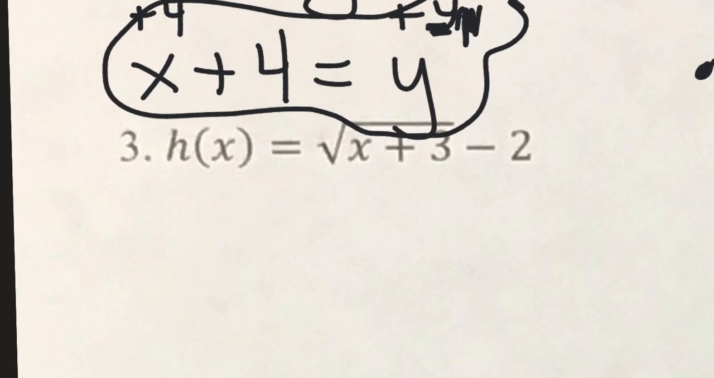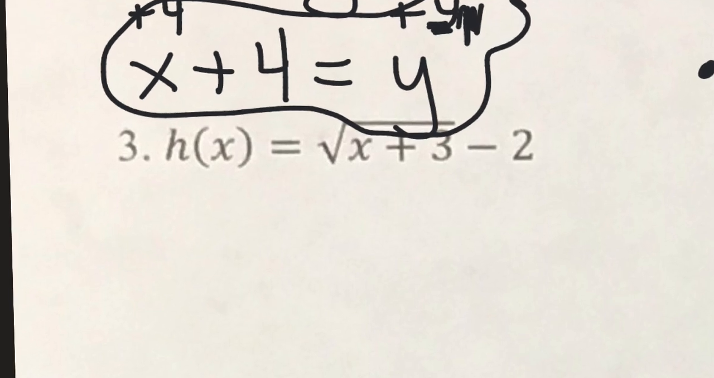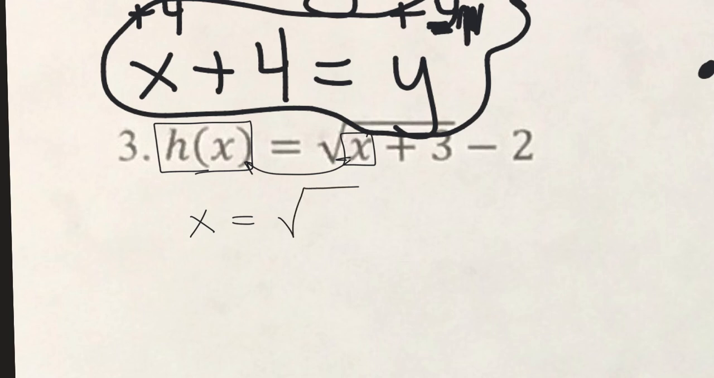So here's your equation, root x plus 3 minus 2. So we're going to switch your x and your y to begin with, like we always do to find an inverse. So x equals root y plus 3 minus 2. Okay, switch your x and your y's to start with, like we do for every inverse. And now we do the easy stuff first.